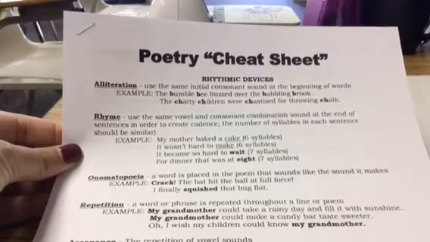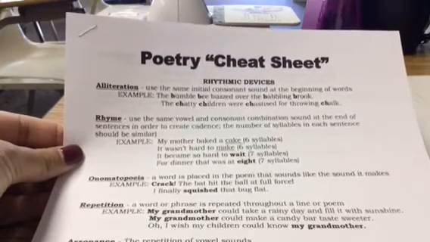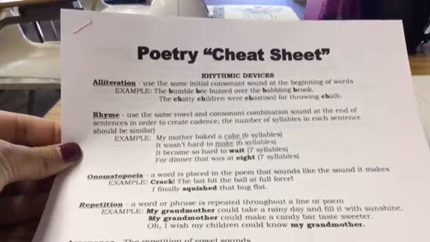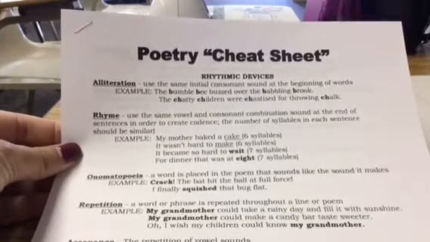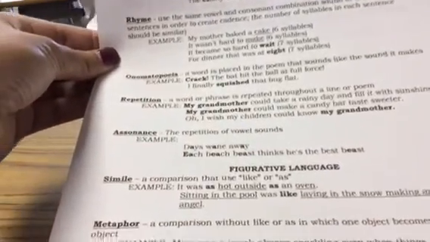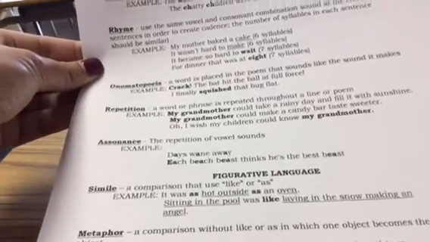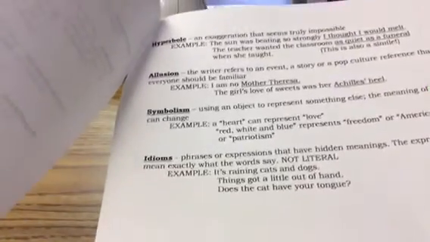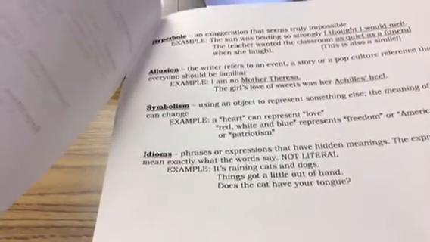During yesterday's lesson, we went over poetry, and we reviewed some rhythmic devices and some figurative language. We went over alliteration, rhyme, onomatopoeia, repetition, assonance, and then beyond that, we went over some figurative language: simile, metaphor, personification, hyperbole, allusion, symbolism, and idioms.